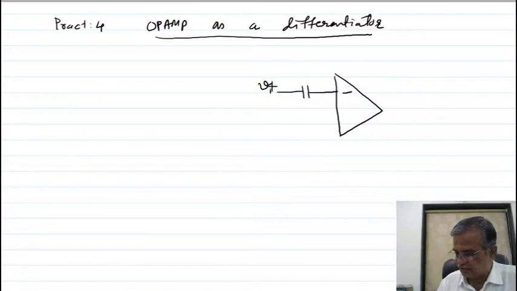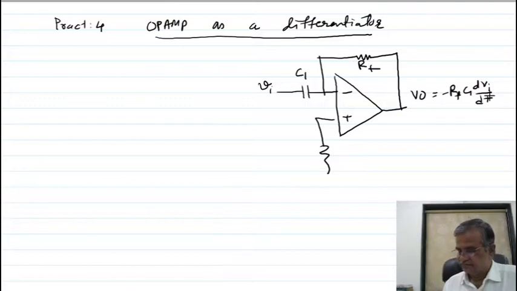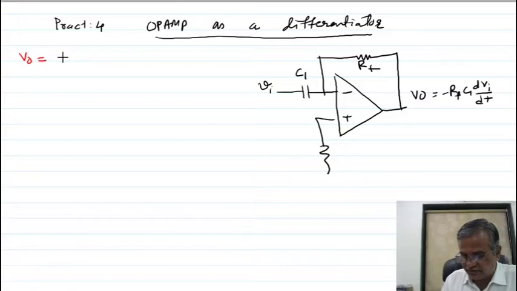This is the input signal Vi, this is your ground, this is your resistor Rf, this is the output voltage, this is your C1, and the output is nothing but minus Rf into C1 dVi by dt. See, the output of the differentiator circuit is given by this equation, minus Rf into C1 dVi by dt.